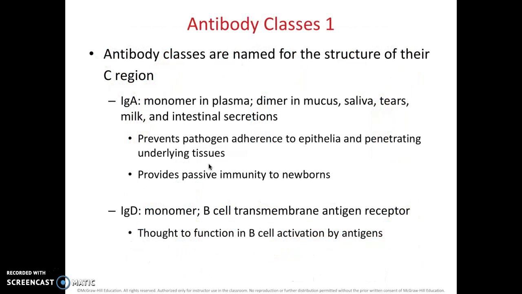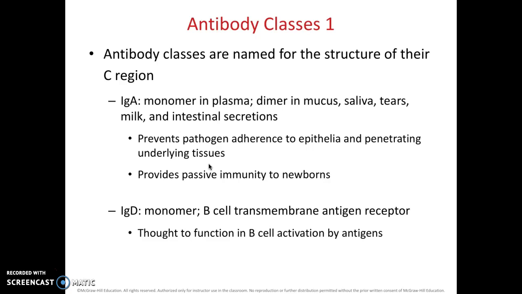Antibody classes are named for the structure of the C, or constant, region. IgA is a monomer in plasma, but is generally found as a dimer in mucus, saliva, tears, milk, and intestinal secretions. This is one of the only antibodies that's present in milk, so that makes it really important. It prevents pathogen adherence to epithelial tissue and from penetrating the underlying tissues, and this is what provides passive immunity to newborns because it's found in milk.